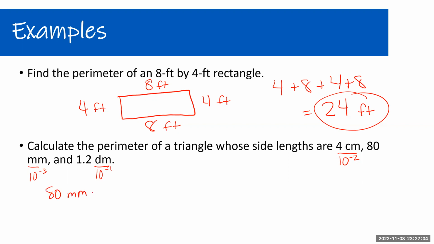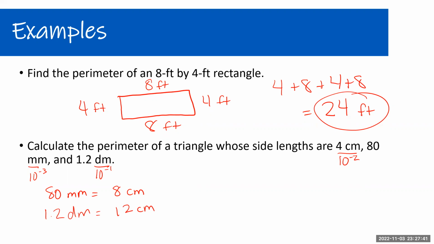80 millimeters becomes 8 centimeters because we're going from negative 3 to negative 2. Okay. So we're going to go left because we're going to a bigger unit. 1 space. 1.2 decimeters is going to be 12 centimeters for the same reason. Negative 1 to negative 2, we're going to a smaller unit, so we're going to go down, right? So 1.2 becomes 12.